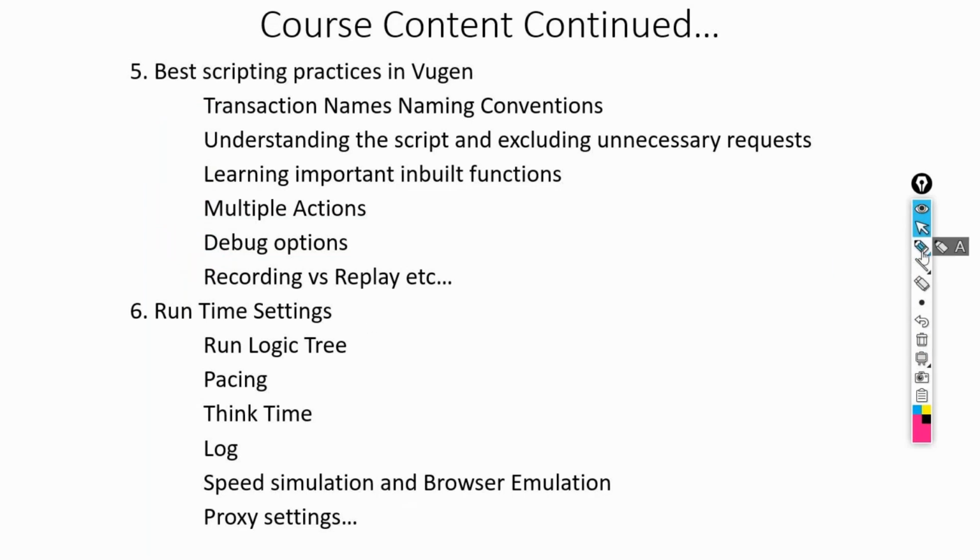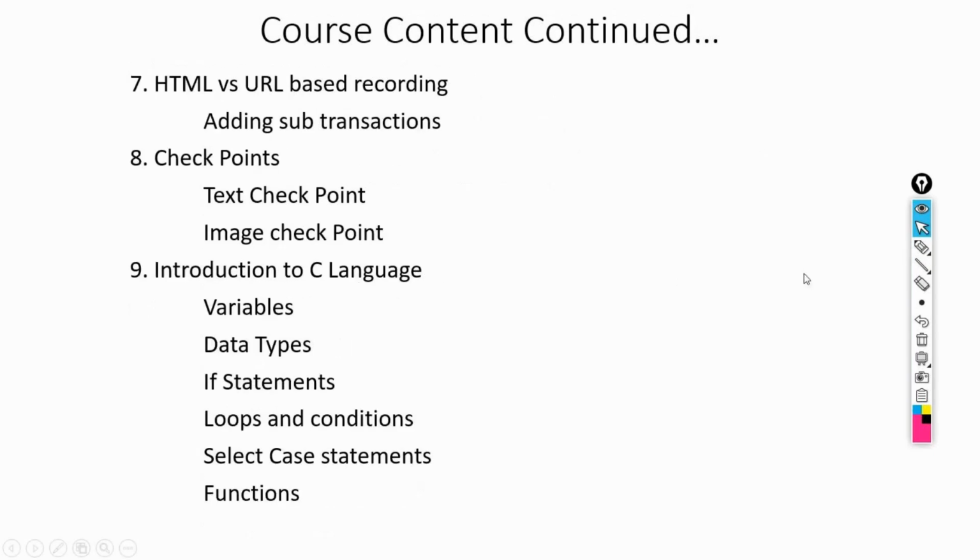Then we will move on to the runtime settings. These are the settings which support the execution. Just now I replayed the script, right? For replaying the script, we need some runtime settings which will support the execution process. So we'll understand these runtime settings. Before this, we will discuss the recording options also. We have different recording options, and we'll discuss that along with runtime settings.